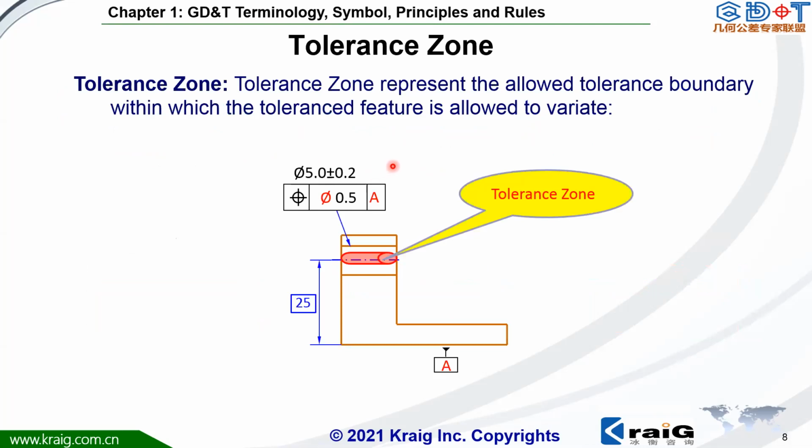In the previous drawing, the tolerance zone is two parallel straight planes. From here, this is a position tolerance. The tolerance zone is a cylinder with the diameter 0.5. Since the shape of this tolerance zone is a cylinder, then before the tolerance value, we are supposed to have a diameter symbol here. There's a phi here, because the shape is cylindrical.